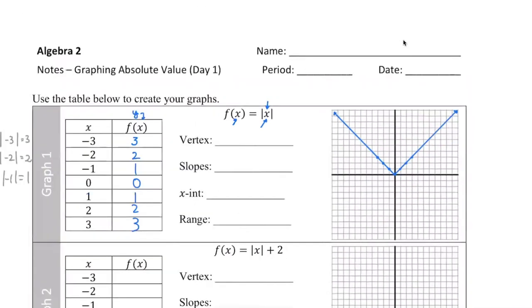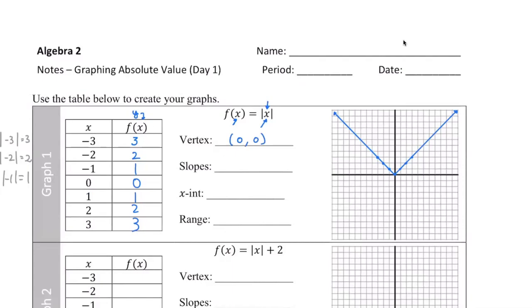Now we're going to describe the graph and say, where is the vertex? The vertex is located at 0, 0. It's a point, so we will express this as a point. What about the slopes?